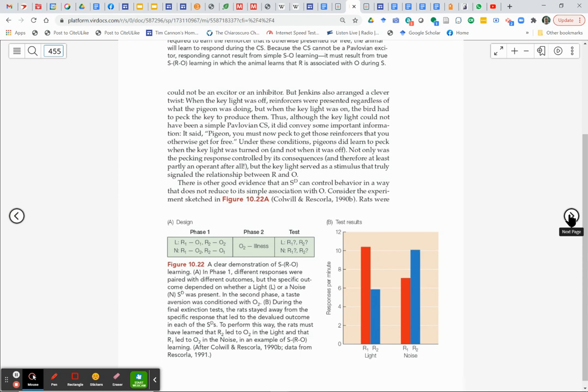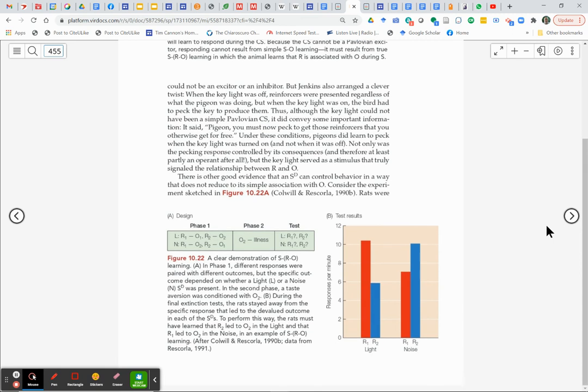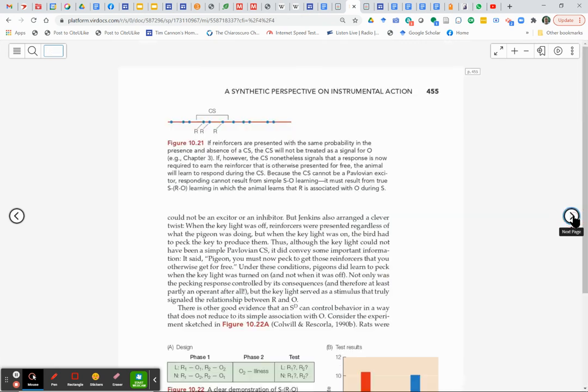There's relevant research down below with noise and light, and whether you're dealing with response 1 or response 2. And you can see there's a big difference between the light and noise conditions for both response 1 and 2. For noise, response 1 goes down, and response 2 goes up. So, and that involves devaluing with illness.